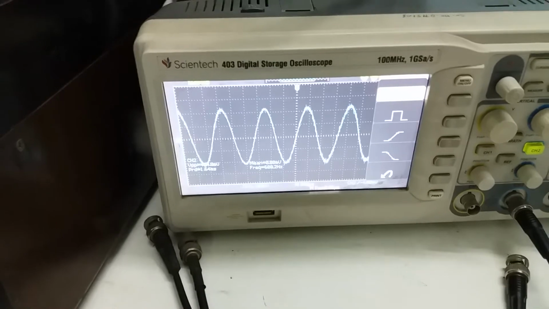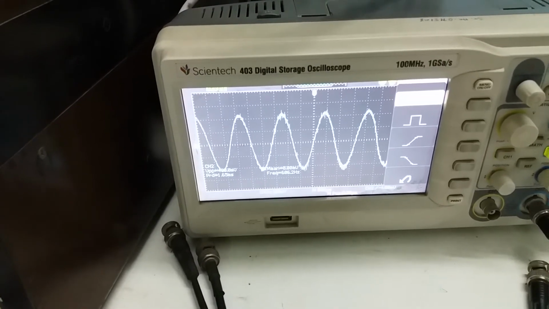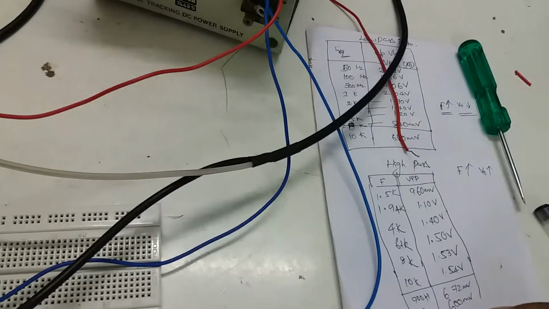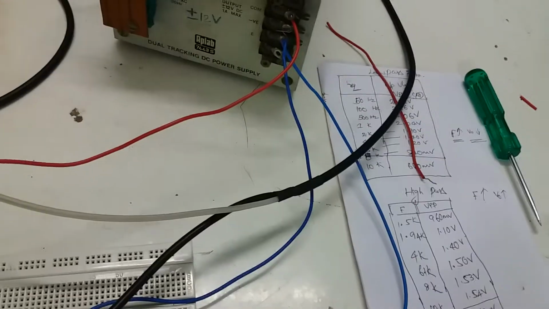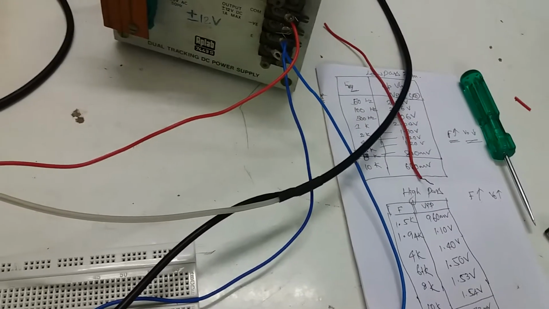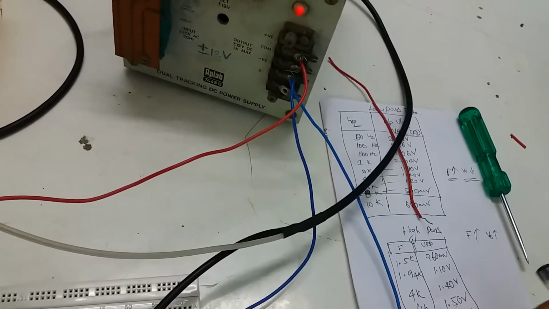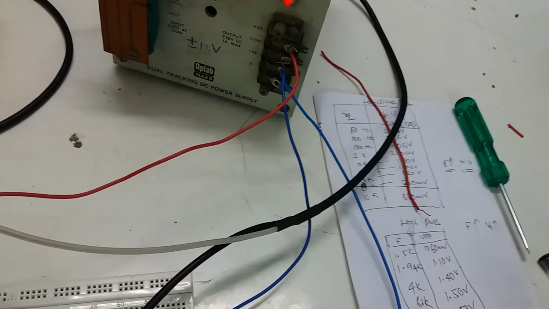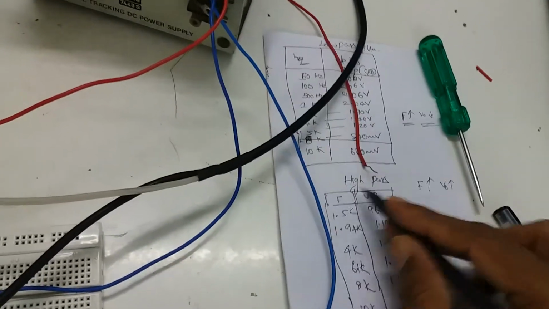Okay, 604 hertz. What is the VPP? 484 millivolt. So 484 millivolt, 604 hertz. So if you see the frequency, if the frequency rises, the voltage rises. Frequency rises, voltage rises. So this is about the high pass filters.